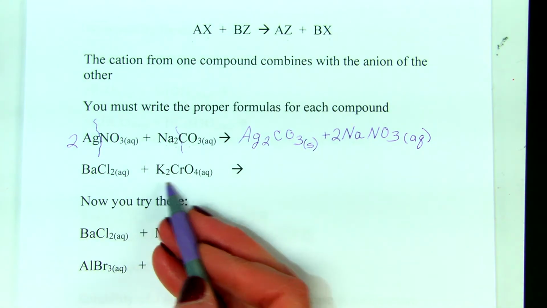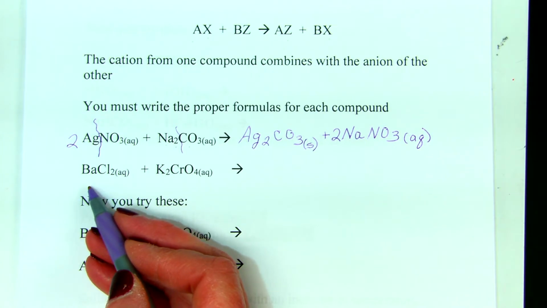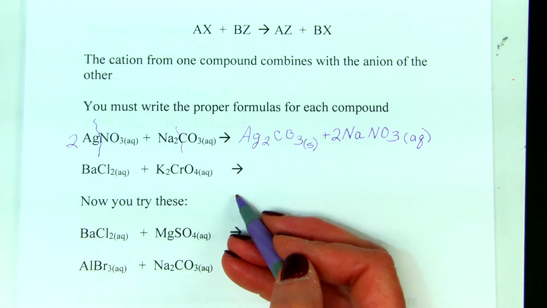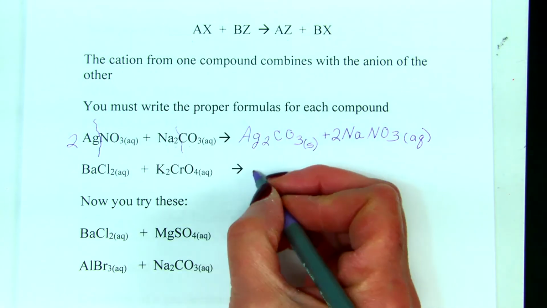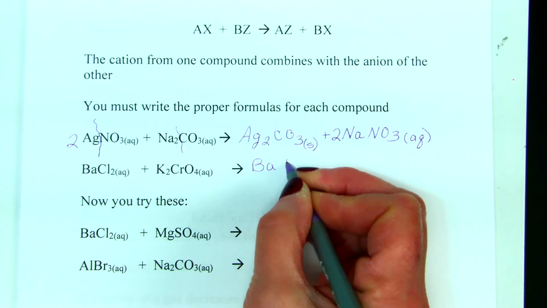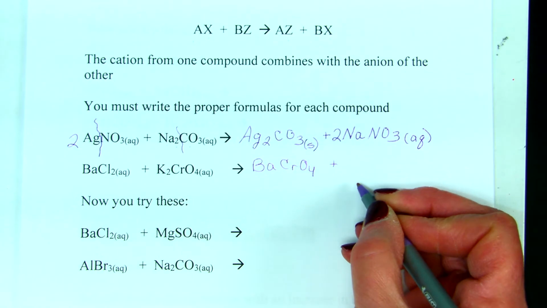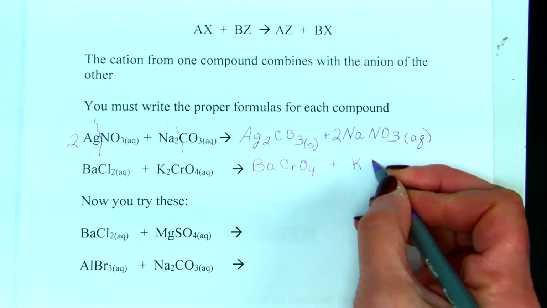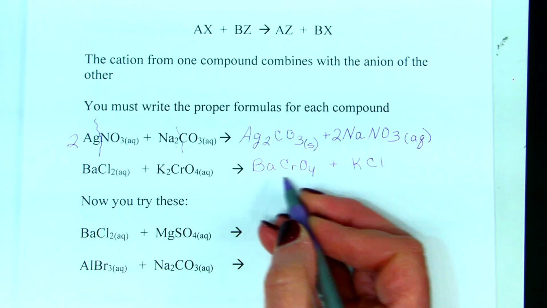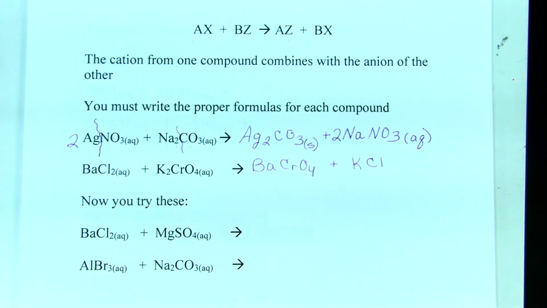Barium chloride, potassium chromate. So what does barium do? Who does it hook up with? Chromate. Okay, barium chromate. And what does potassium do? Hooks up with chloride. Potassium's a +1, chloride's a -1. Barium was a +2, chromate was a -2. So I wrote the proper formulas. Now I have to balance my equation.